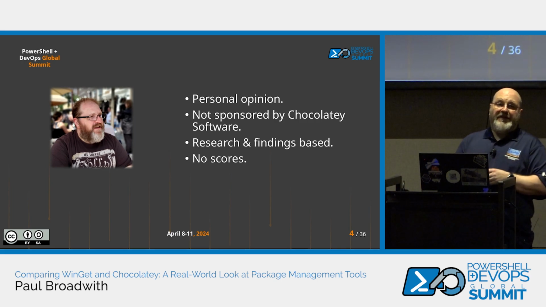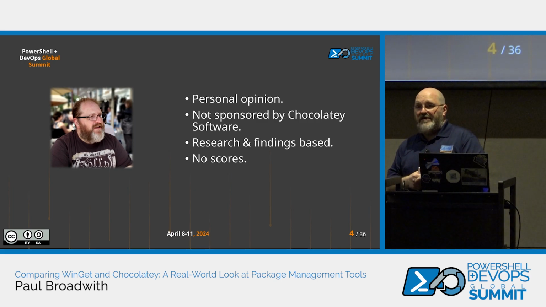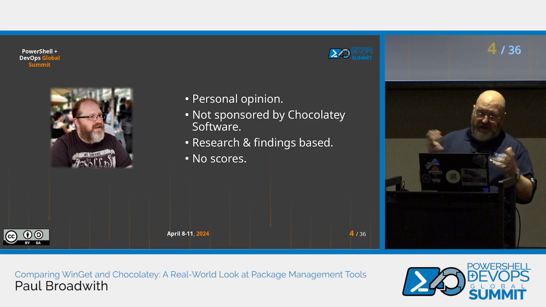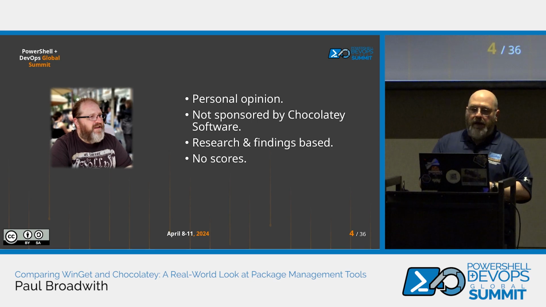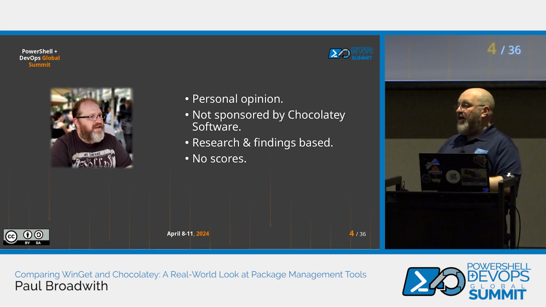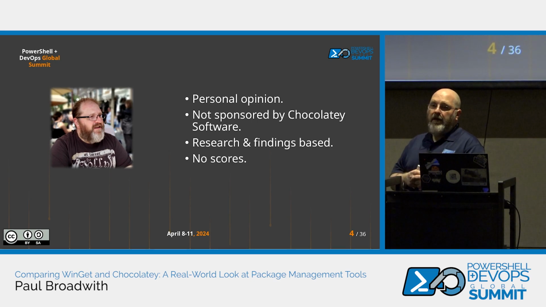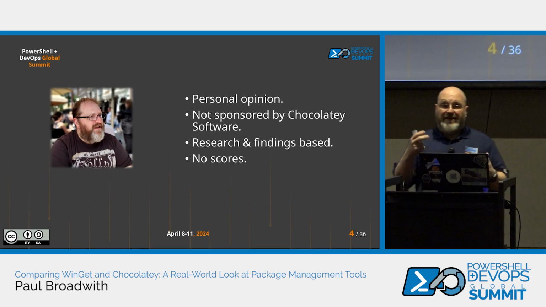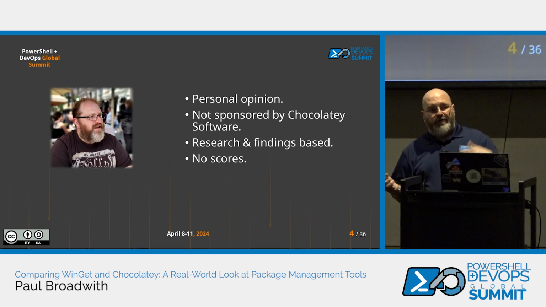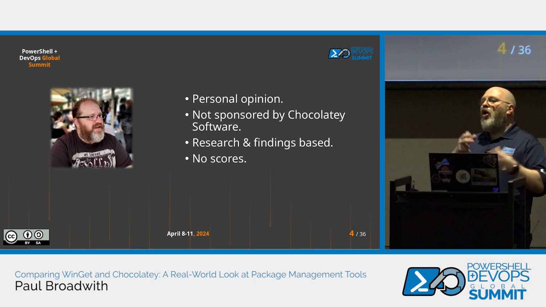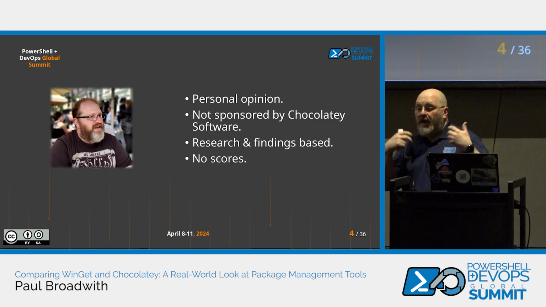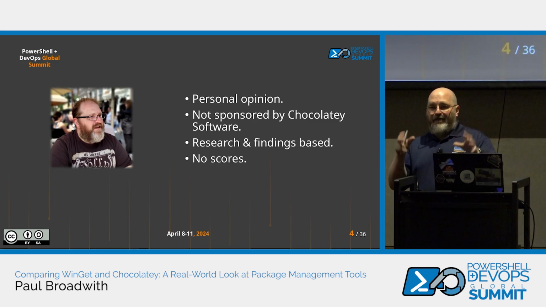This is research and findings based. I obviously know Chocolatey CLI quite well, being responsible for it, me and my team. But as far as WinGet's concerned, I used WinGet, or I still use WinGet. And I've looked into the various aspects we're going to talk about, to do with documentation, forum posts, GitHub issues, all these different types of things. So this is research and findings based. If any of it is incorrect, people please let me know.